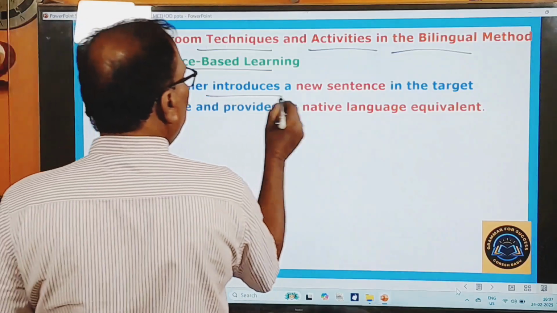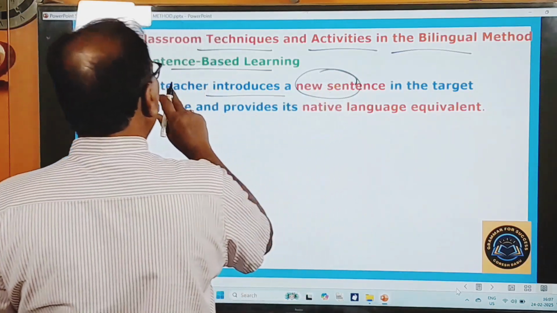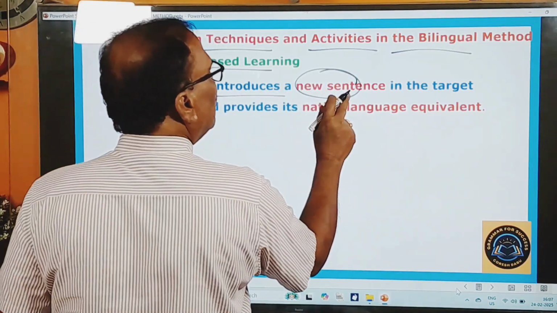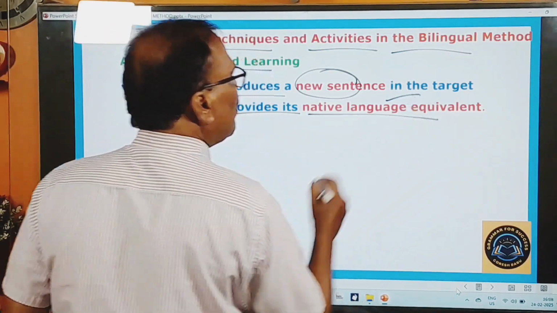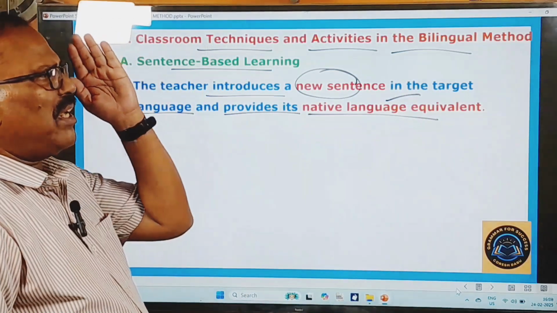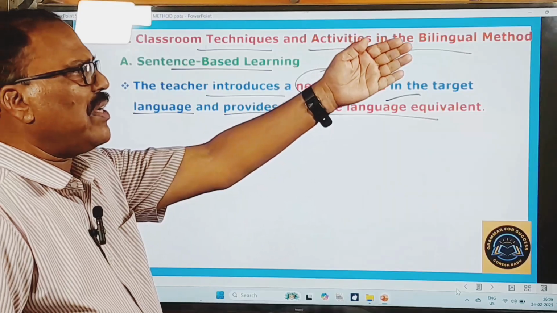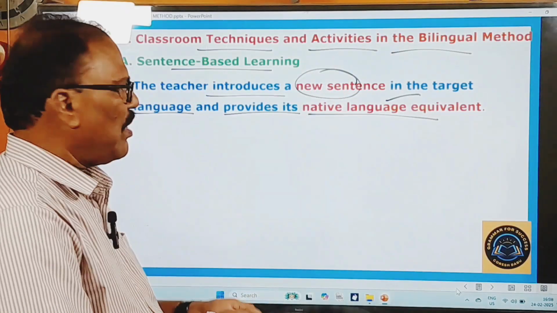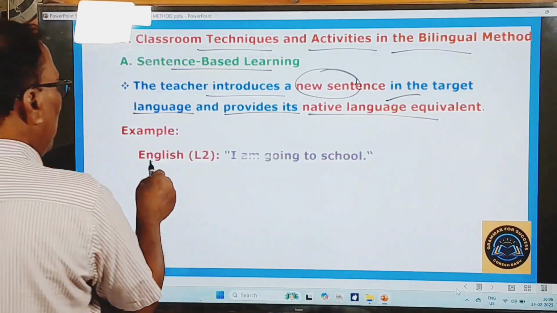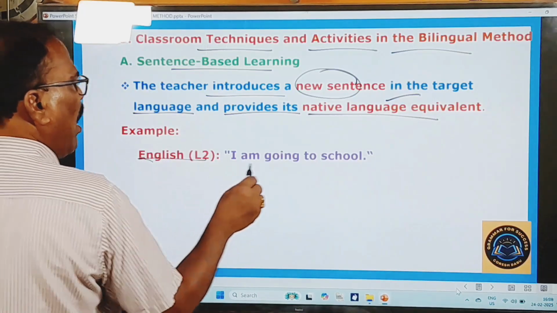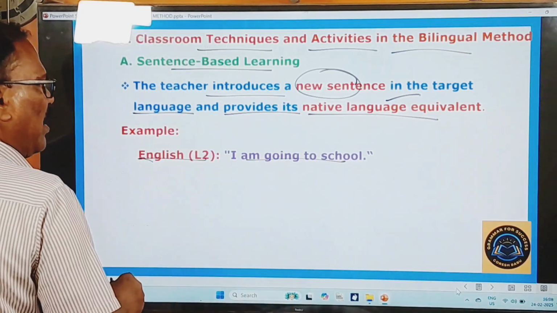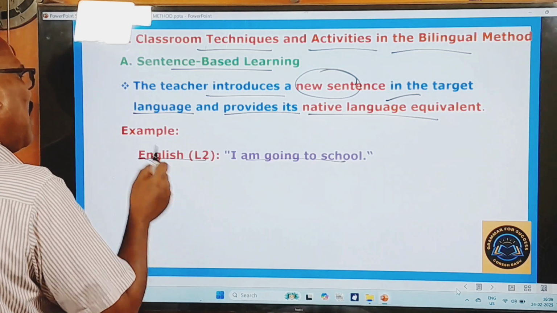The teacher introduces a new sentence in the target language and provides its native language equivalent also. That means the target language sentence is given and the native language meaning is also given. Well, I would like to give an example. Our L2 is English, you know that very well. I am going to college. And what is the L1 meaning?